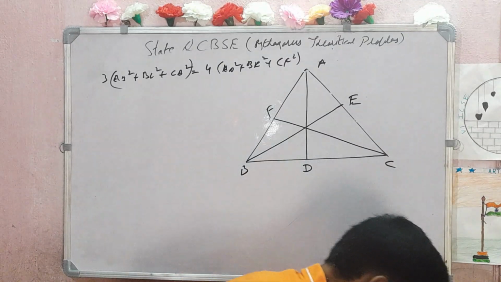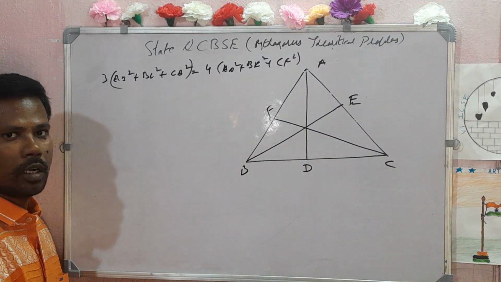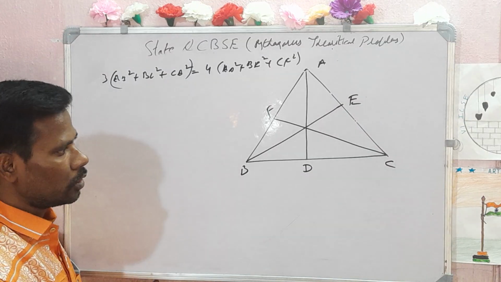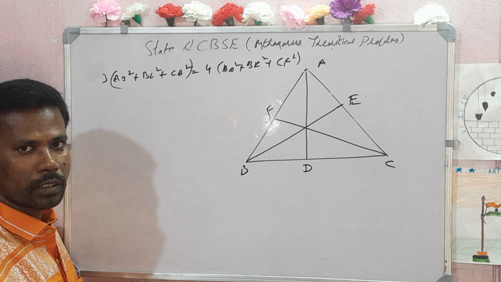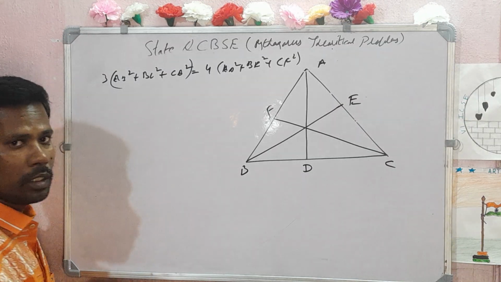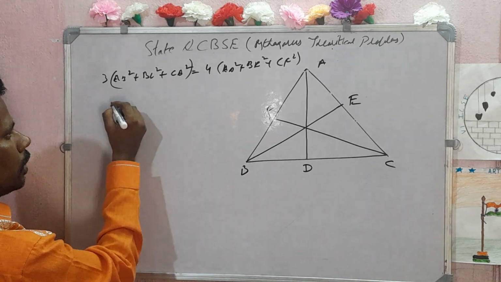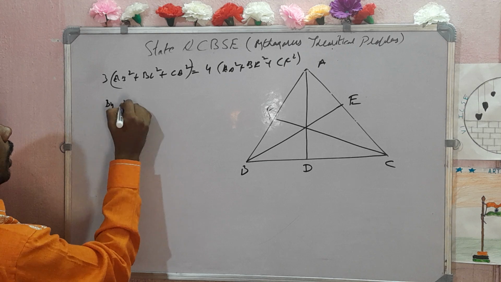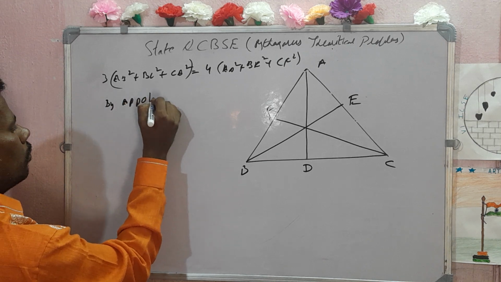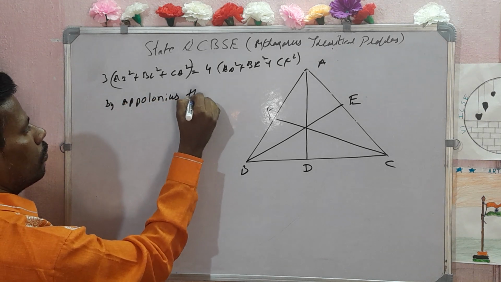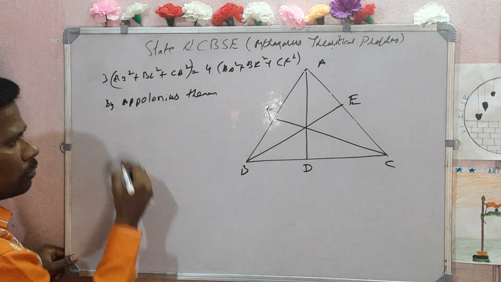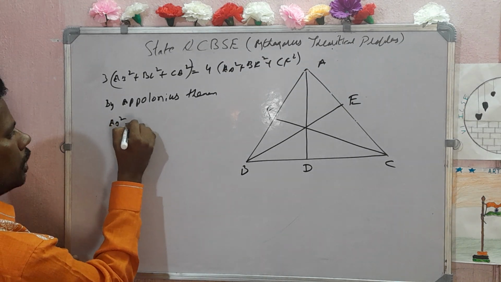So how to do this one? In this we have to use Apollonius theorem. Just now in the previous classes I have proved the Apollonius theorem. Similarly you have to apply it here. So by Apollonius theorem, what you can say? AB square.